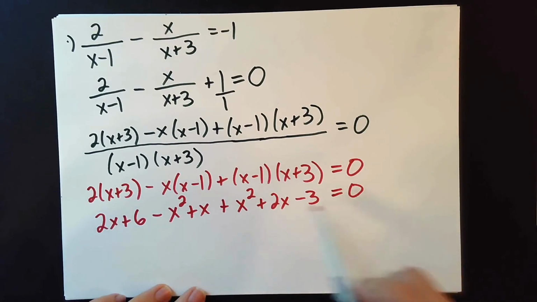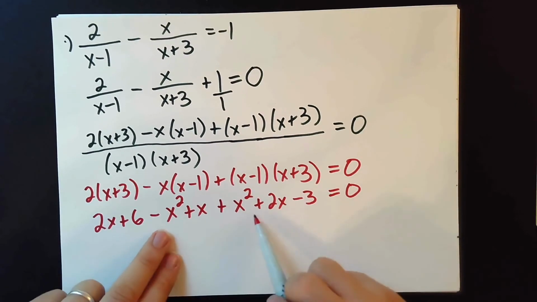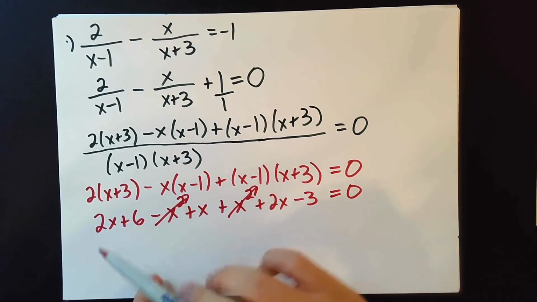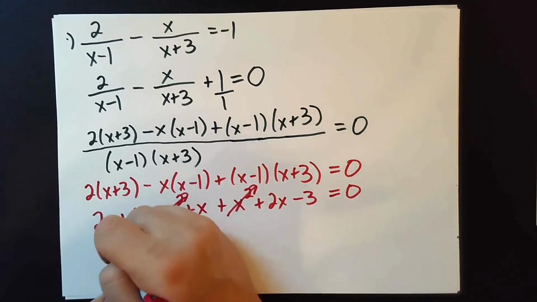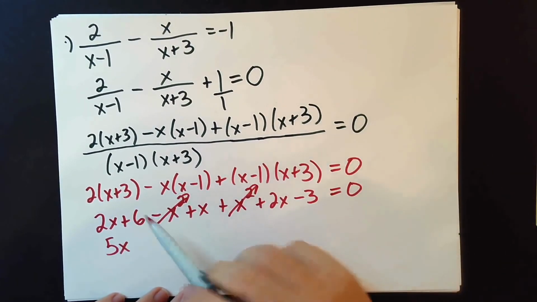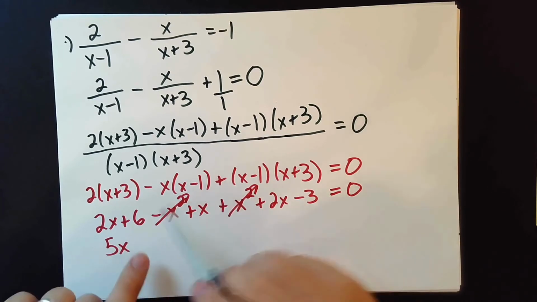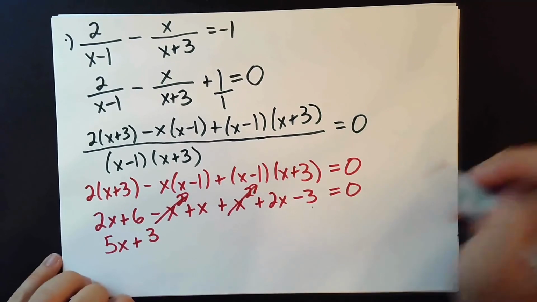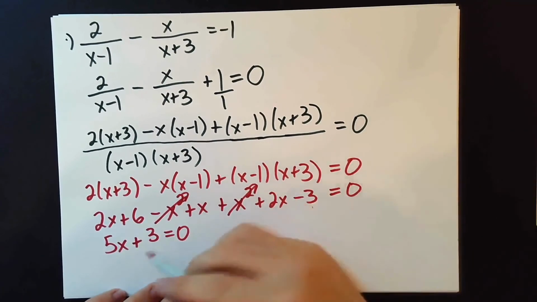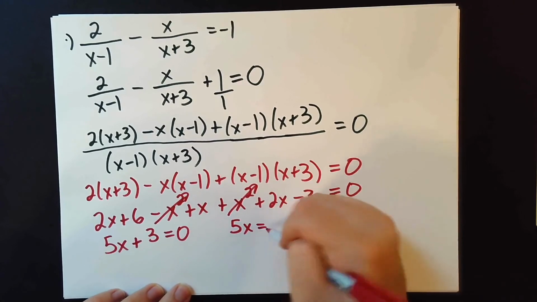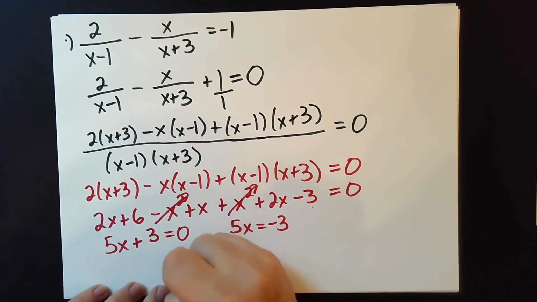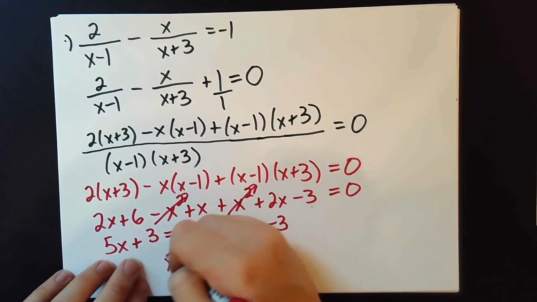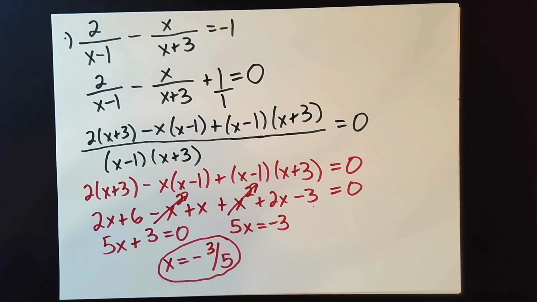Okay, now I have to collect terms. So I have a minus x squared and a plus x squared, so those in fact cancel. Then in terms of x's, I have 5 x's. And then in terms of constants, I have 6 minus 3. So I have a plus 3 here, equals 0. And so I can rewrite that as 5x equals minus 3, and then rewrite that to get x equals minus 3/5. That is my answer to this equation.